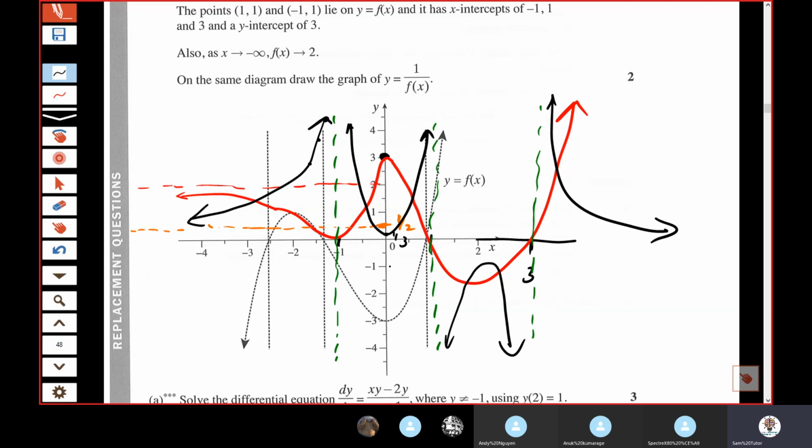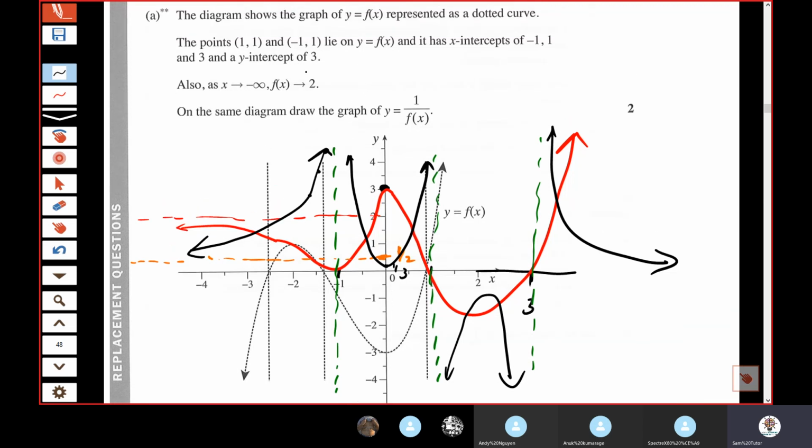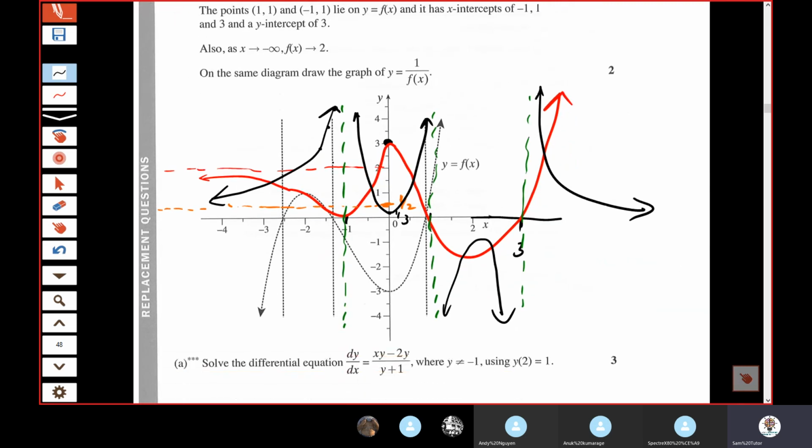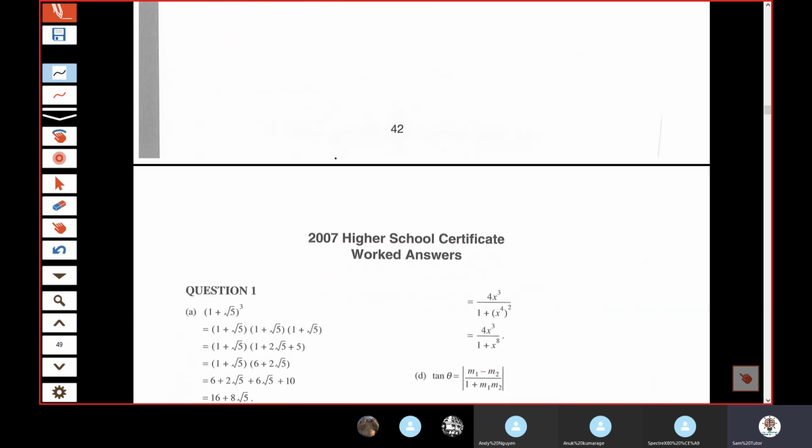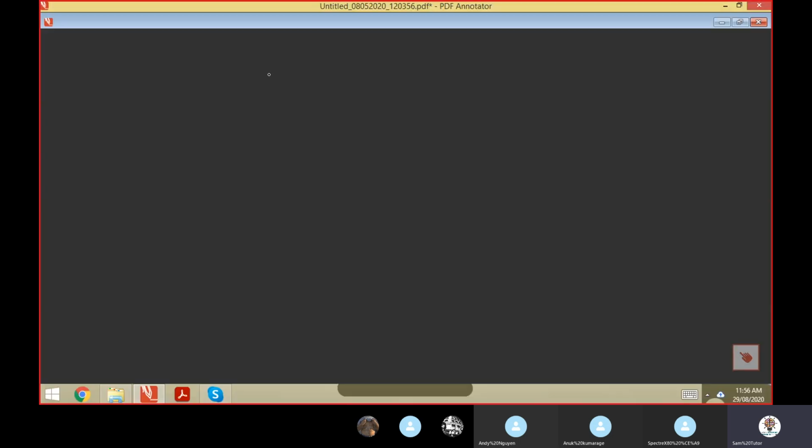Oof. But yeah, that diagram had nothing to do with what they've written, but that's alright, we fixed it up. Alright. Anything else? Nope, they're back.